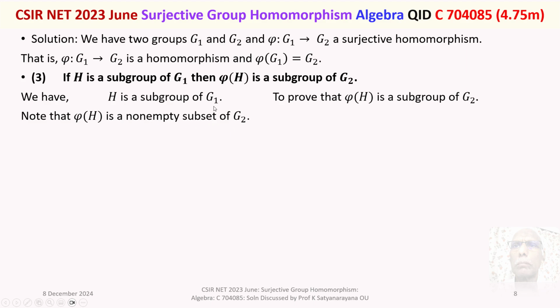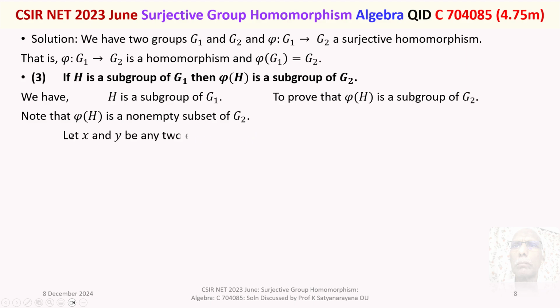Obviously, because G1 is a group, H is a subgroup. Because H is a subgroup, phi of H will be a subset of G2 and it is non-empty. Very obvious.